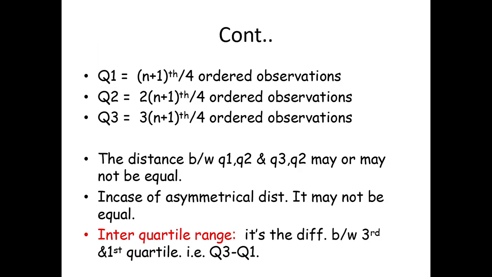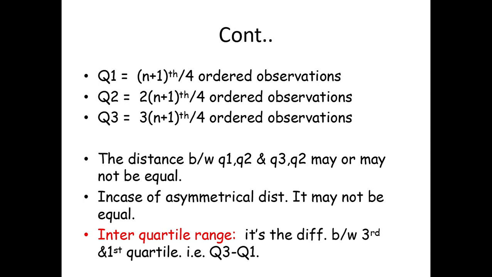Q1 is equal to (n plus 1) divided by 4th ordered observation. Q2 is equal to 2 into (n plus 1) divided by 4th ordered observation. Q3 is equal to 3 into (n plus 1) divided by 4th ordered observation. The distances between Q1, Q2 and Q3 may or may not be equal. In case of an asymmetrical distribution, they may not be equal.